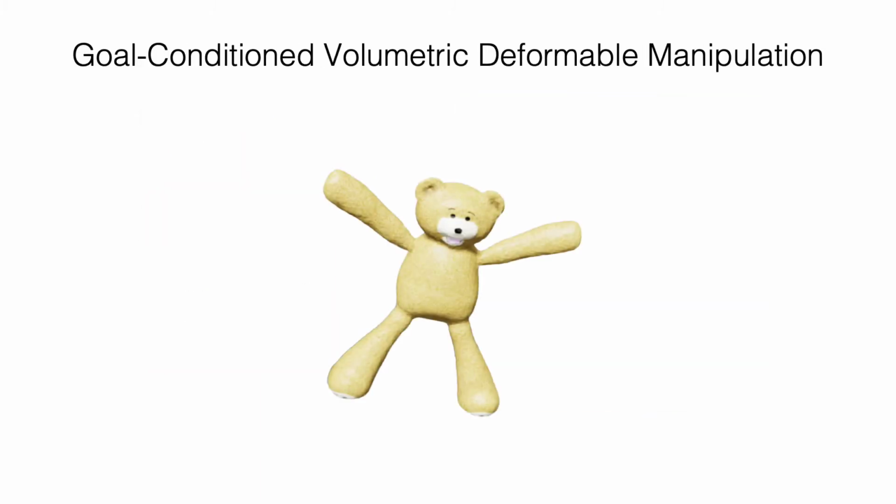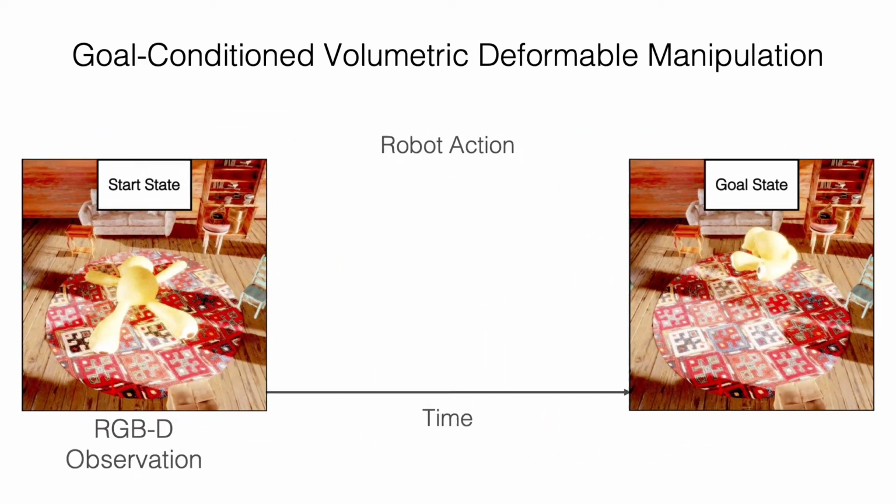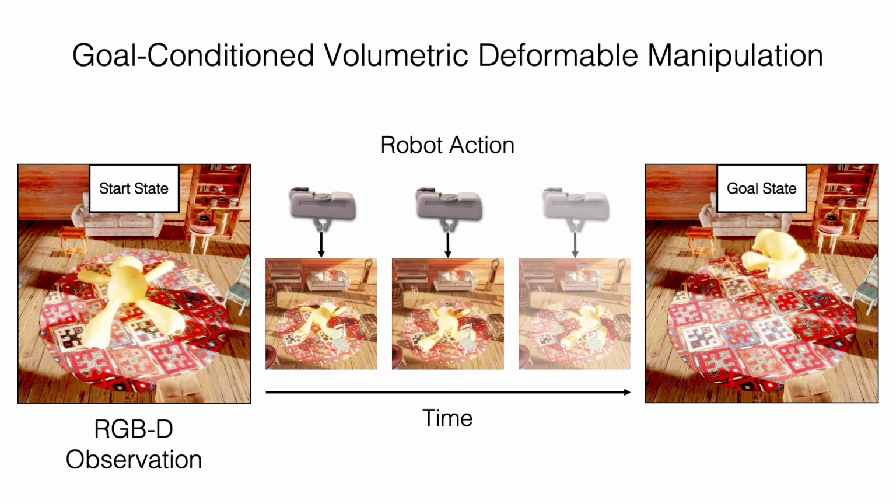In this project, we studied the goal-conditioned volumetric deformable manipulation. Given a start and goal state observation of a deformable object, we learn a visual dynamics model. With the learned visual dynamics model, we use model-based control to roll out multiple actions that manipulate the object into the goal state.